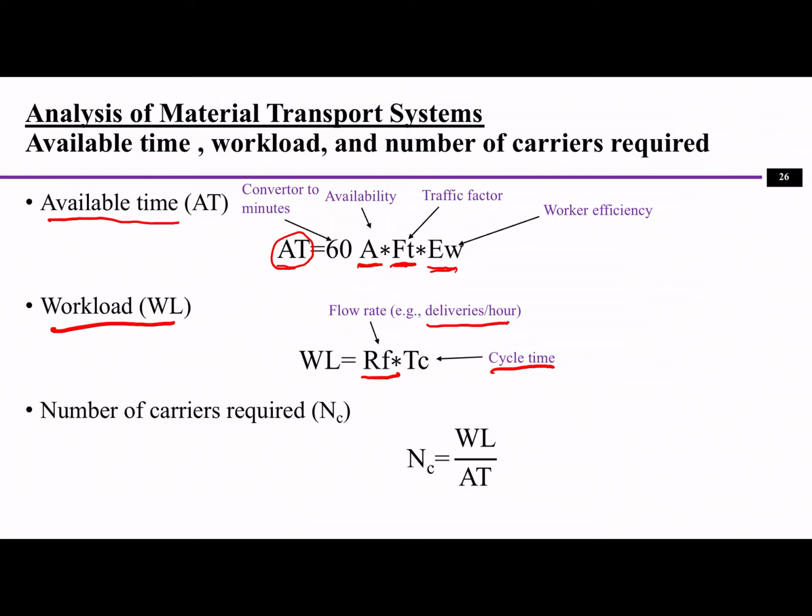And how often we deliver materials, cycle time. So this is how we calculate the total workload. And if you want to find out how many carriers we need, then we just use the total workload divided by available time per vehicle or per carrier, right? Then we can find out how many carriers we need.